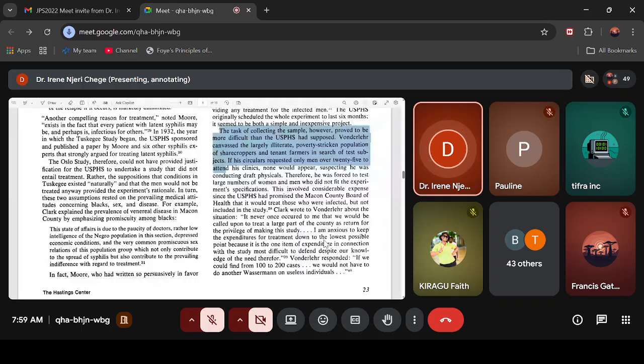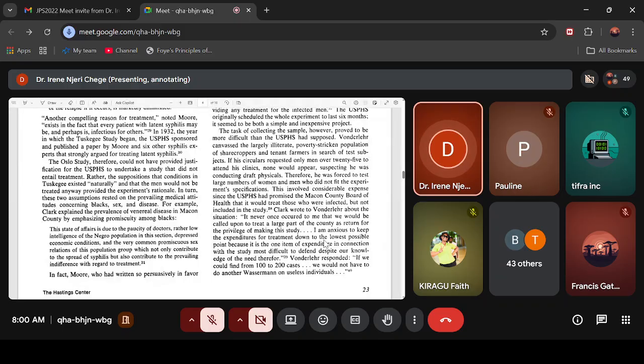If his circulars requested only men over 25 to attend clinics, none would appear, suspecting he was conducting draft physicals. So whenever he put out an advert, they thought they were being called for war, so they didn't come. So he was forced to test large numbers of men and women who did not fit their specifications. So how is he testing these men and women? Using blood, this causing harm. He's forcing them, they're not even aware what's going on. So they use a lot of money to look for a sample, okay? And saying that they would treat these people who they included in the study.